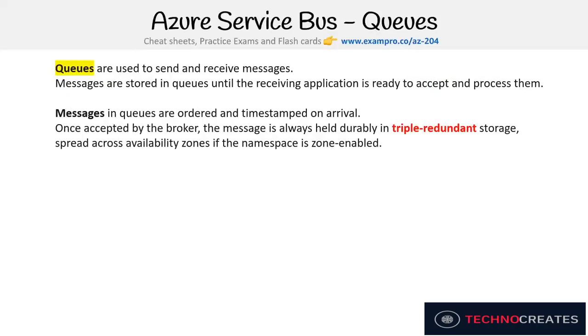Once accepted by the broker, the message is always held durably in triple redundant storage across multiple AZs if its namespace is zone enabled.